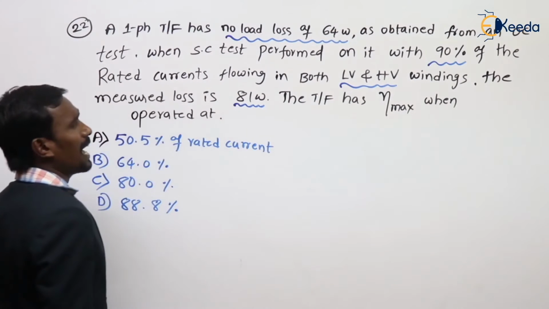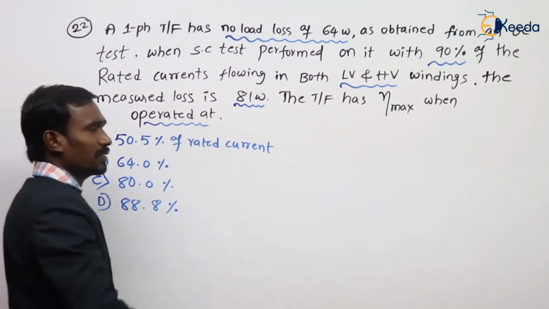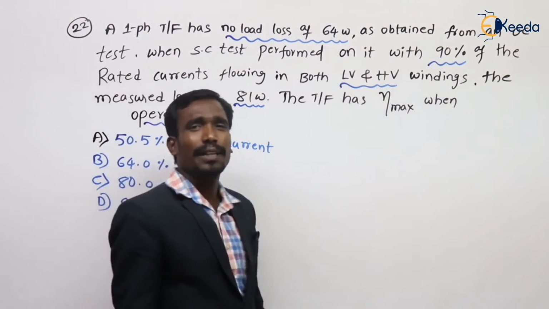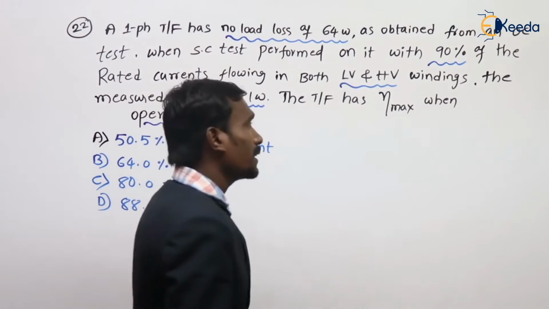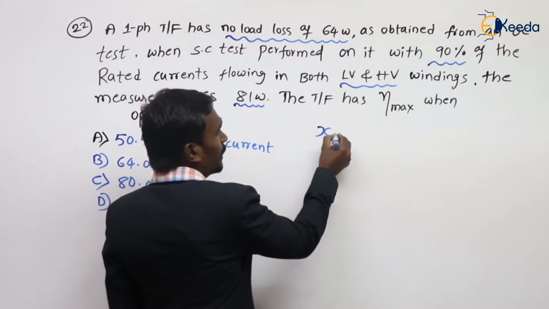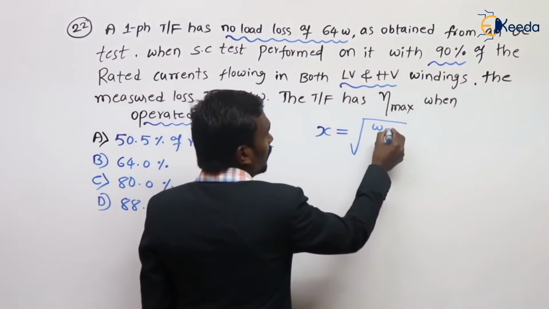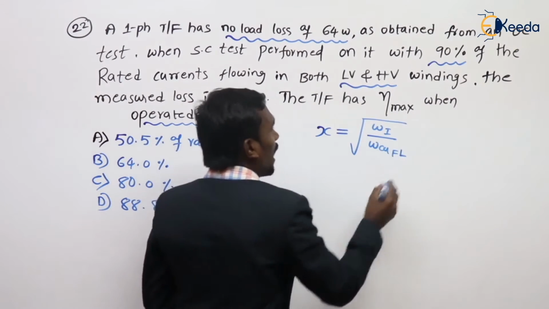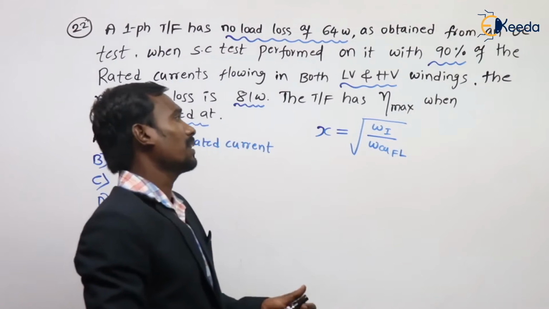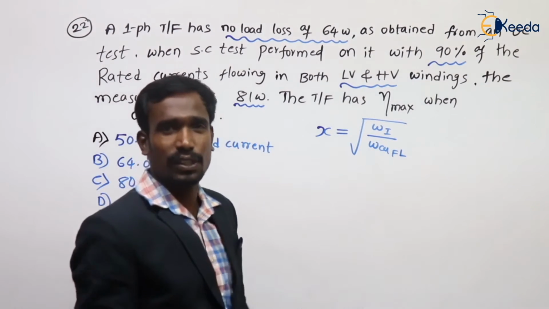The transformer has maximum efficiency when operated at what load? They want the load at which we can get the maximum efficiency. What is the formula? X is equal to square root of iron losses upon copper losses at full load. At that load condition, we can get the maximum efficiency.